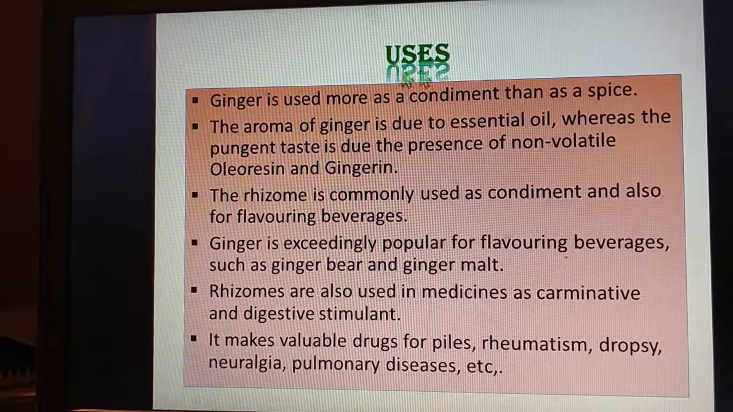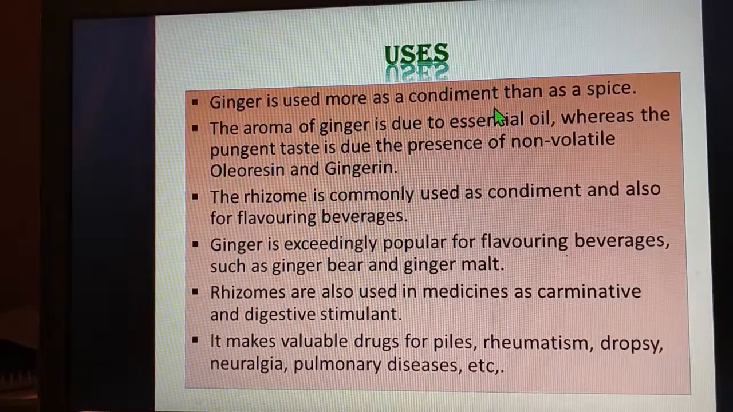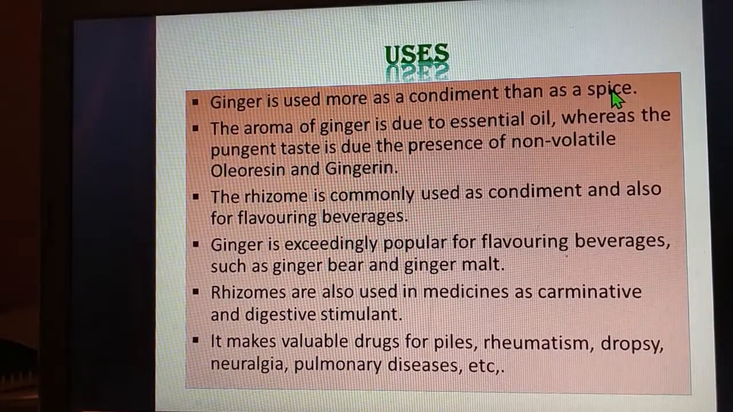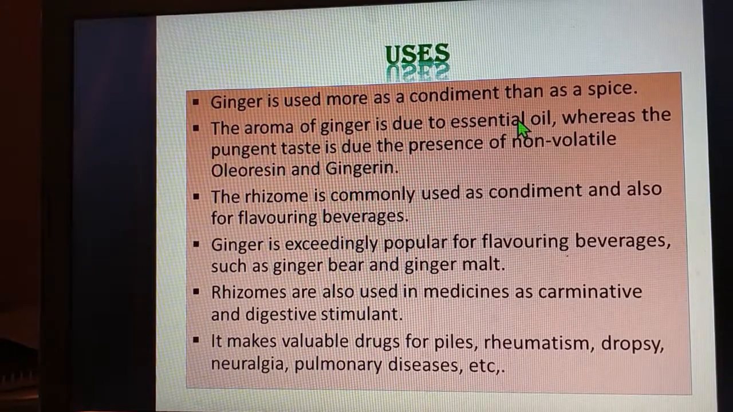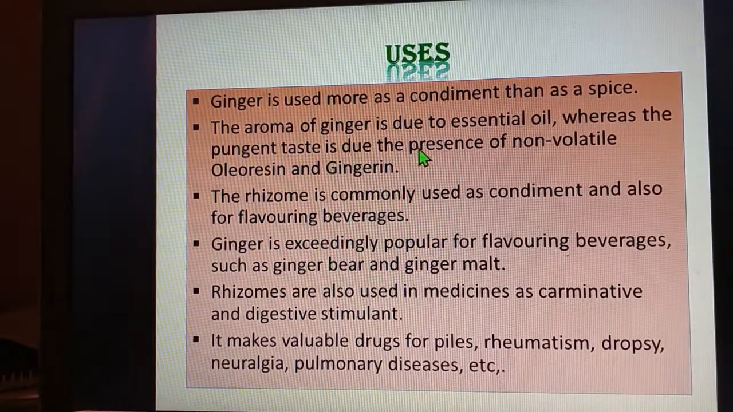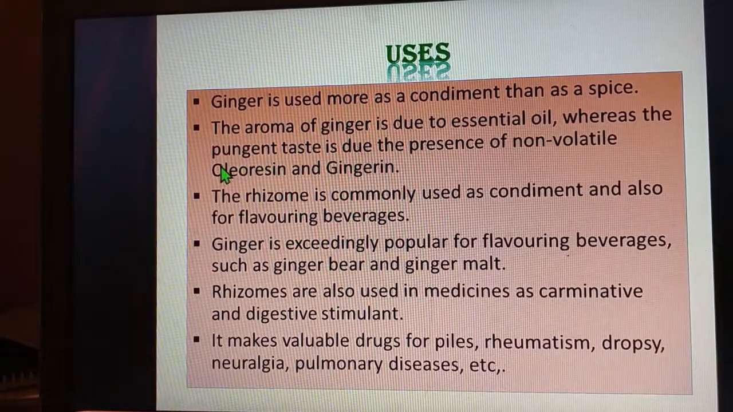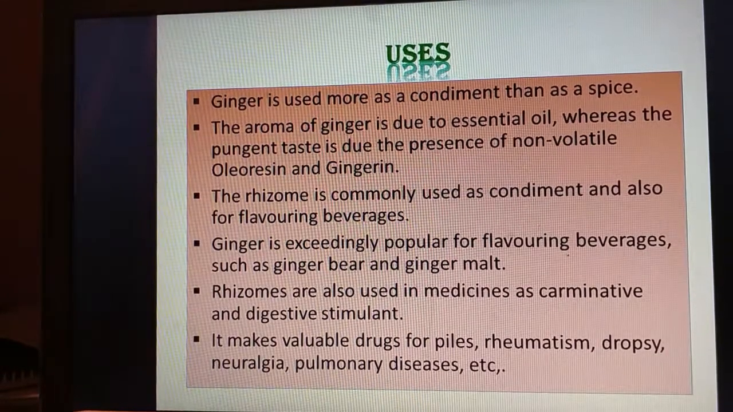Okay, next we have uses. Ginger is used more as a condiment rather than as a spice, okay. And the aroma of ginger is usually due to the presence of an essential oil, and the pungent taste of ginger is due to the presence of non-volatile substances such as the oleoresin as well as the gingerine.